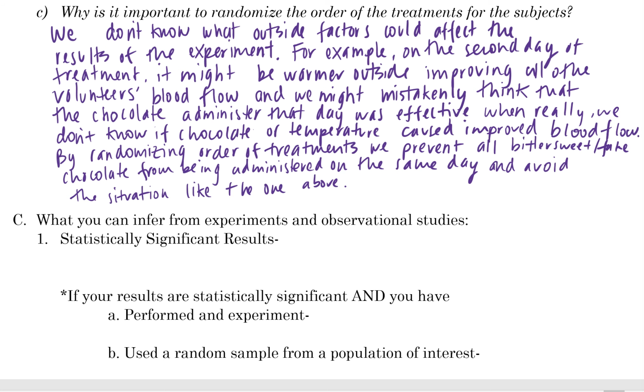So in that case, that's why it's important to randomize the order of treatment. It's always important generally to randomize order, because in doing so, you're going to even out outside factors that could affect your experiment. Okay.